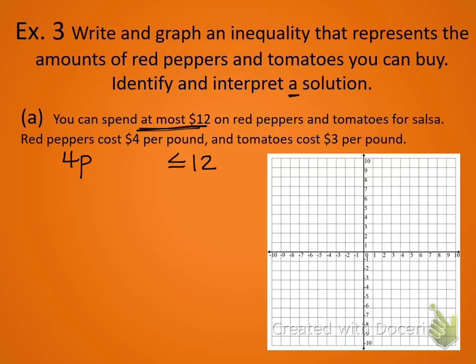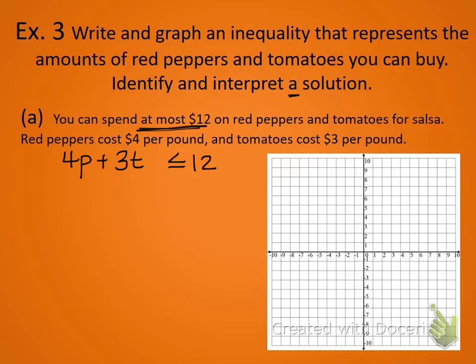And the tomatoes cost me $3 per pound. So $3 T for tomato. And of course, I'm not going to be multiplying these two things together. All right, $4 for peppers per pound and $3 for tomatoes per pound. I'm not going to be multiplying. I'm not going to be subtracting. I'm not going to be dividing. I'm going to be adding.